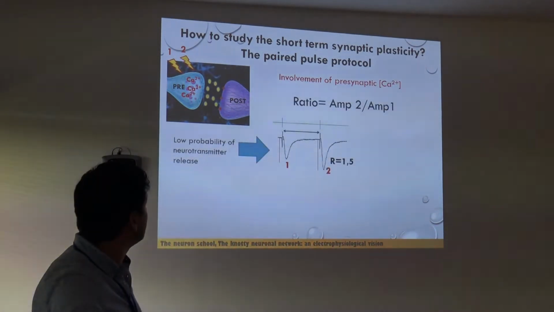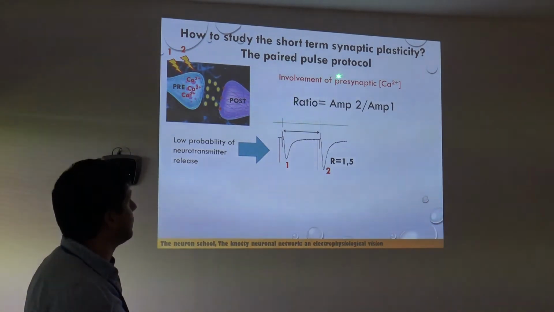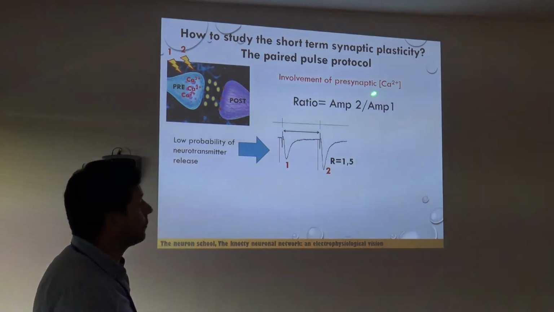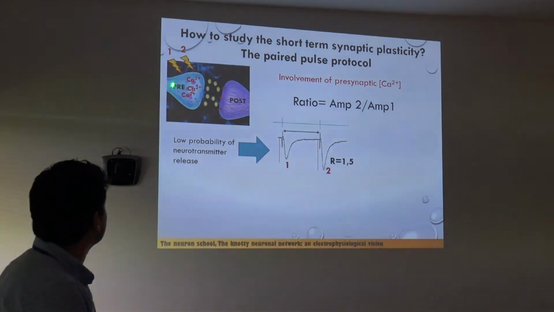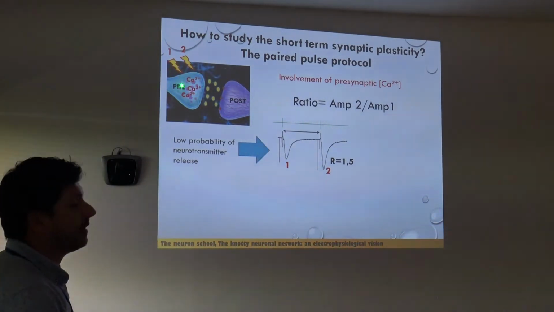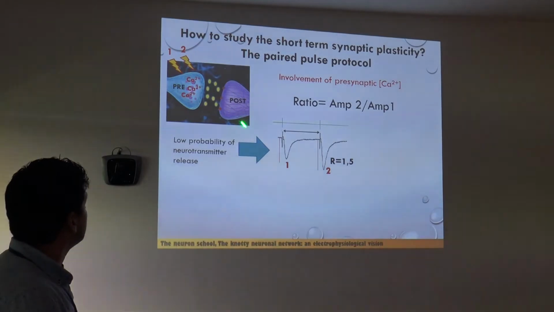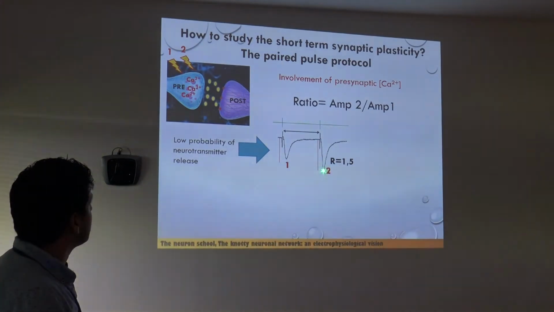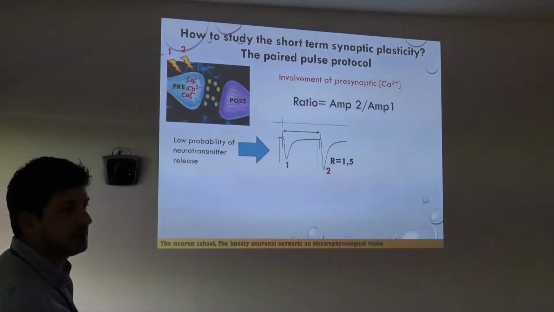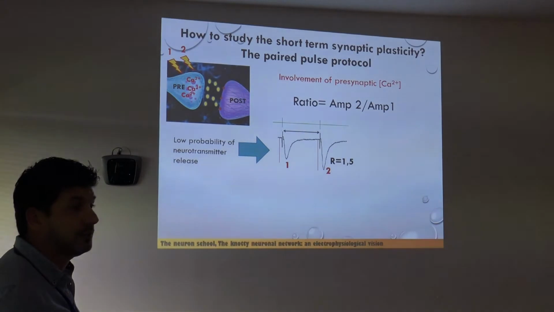Short-term plasticity: you can study this phenomenon by applying the paired-pulse protocol. You apply two different stimulations on the presynaptic terminal, and you can see that even if you apply the same stimulation, the second response is different from the first one. How is this possible?